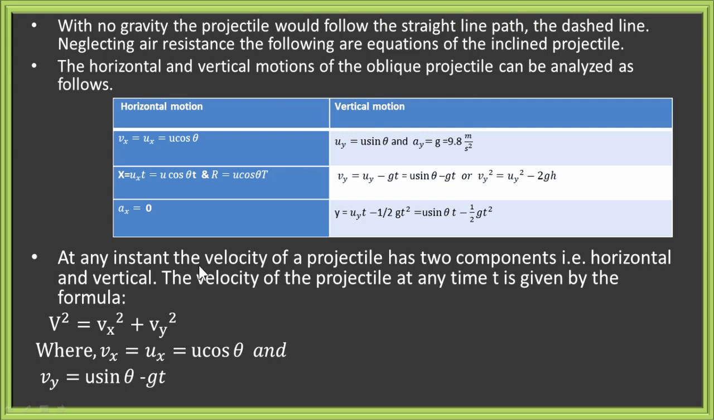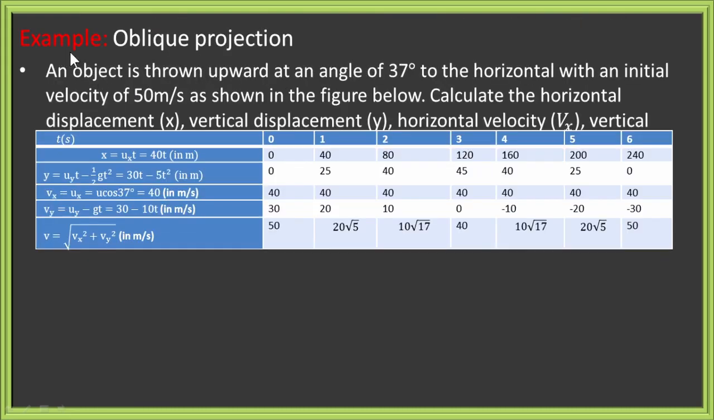At any instant, the velocity of a projectile has two components, that is horizontal and vertical. The velocity of the projectile at any time t is given by the formula v squared equals vx squared plus vy squared, because they form an angle of 90 degrees with each other and we use the Pythagorean theorem, where vx is equal to ux, u cos theta, and vy is u sin theta minus gt, or uy minus gt, because uy can be substituted by u sin theta. Example, oblique projection. This is the application.